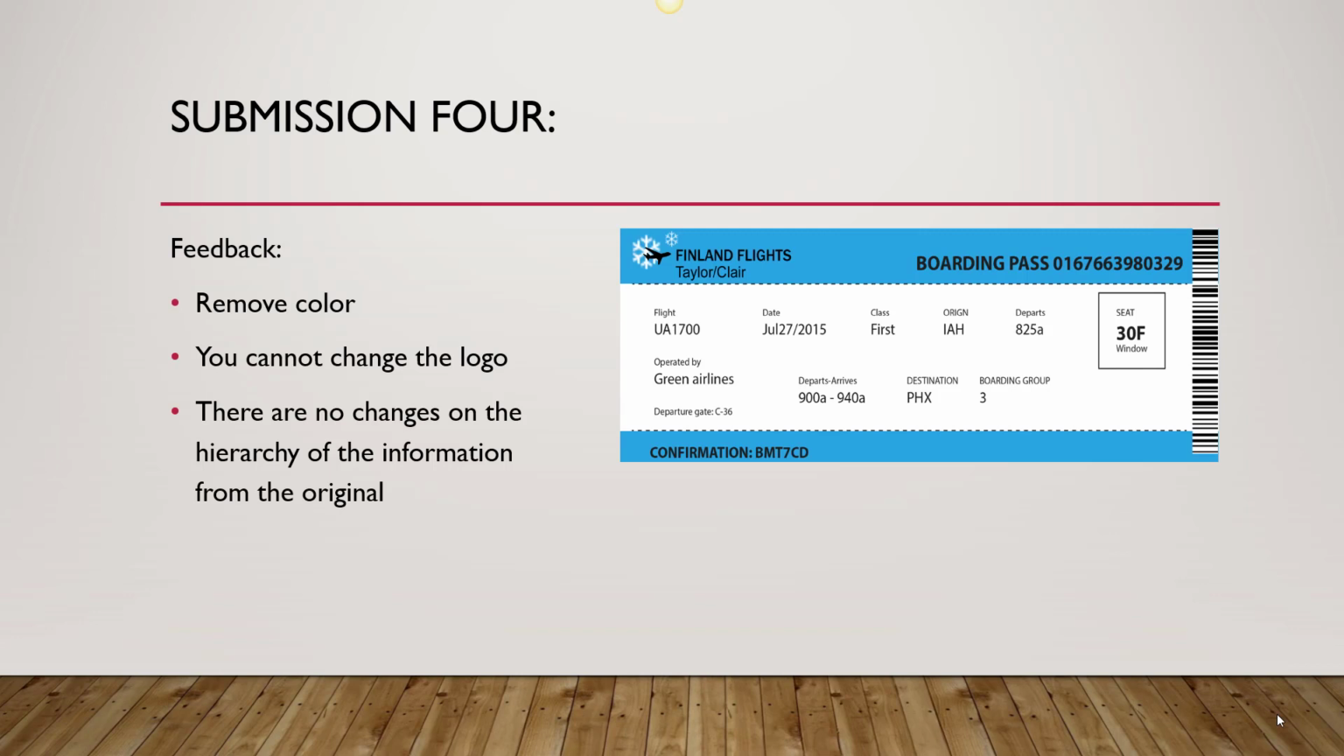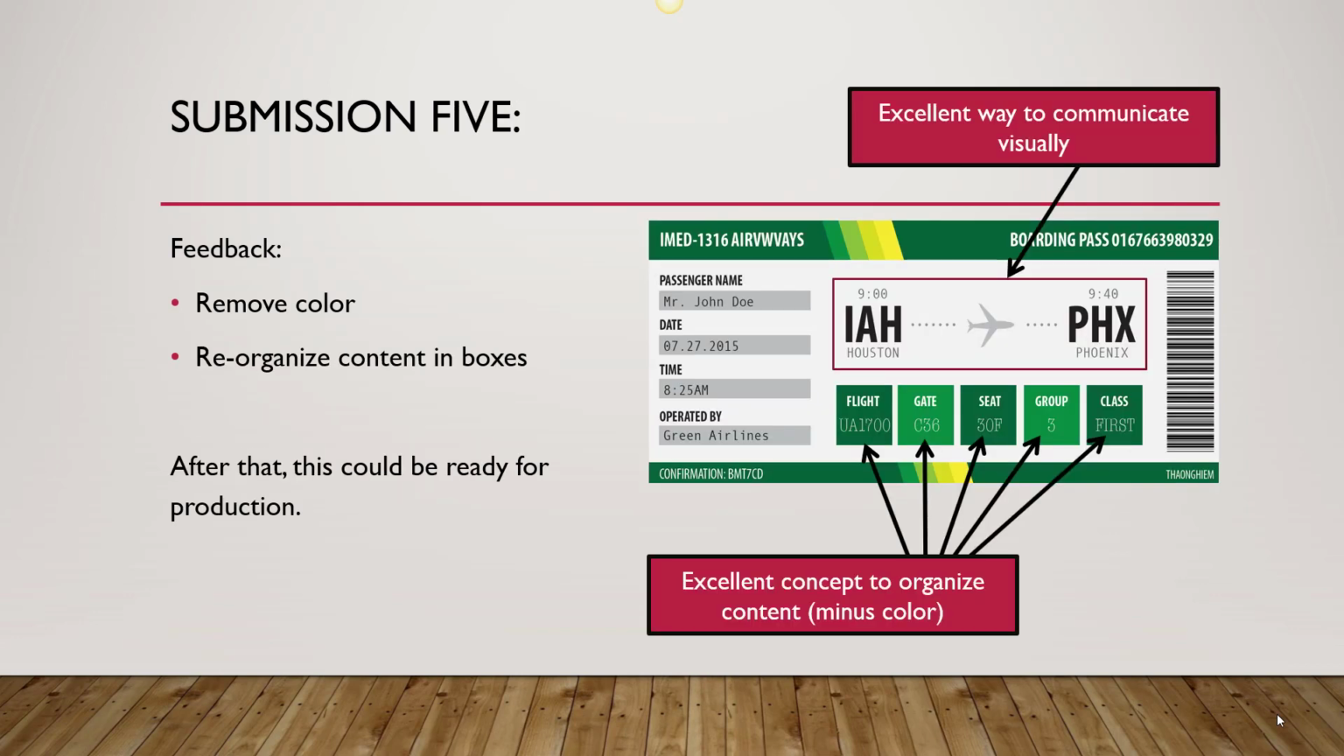Now, submission 4. Okay, again, remove color. We already did that. We cannot change the logo. We already talked about that. And there are no changes on the hierarchy of the information from the original. This is exactly the same like that. So this one will need a major redesign using new concepts. All right. Now let's go to submission 5.